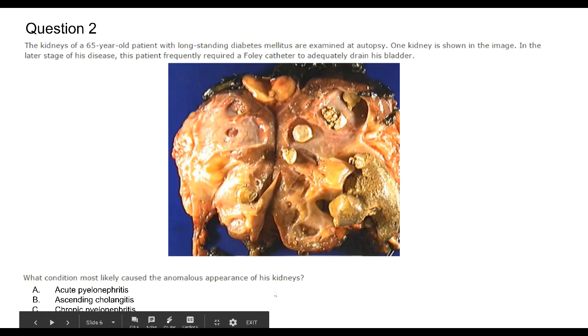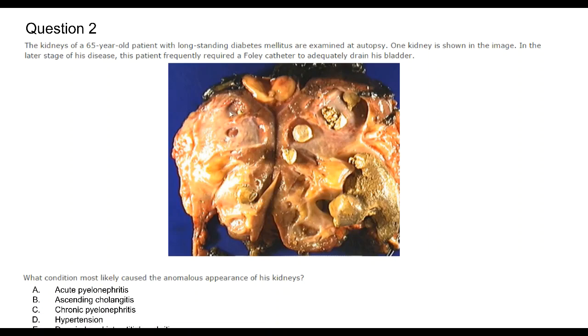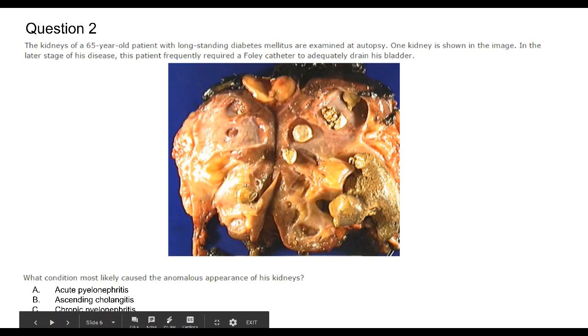So chronic pyelonephritis. So remember, it had to be chronic in order for the renal structures to become changed. Right. So we go to the next one.